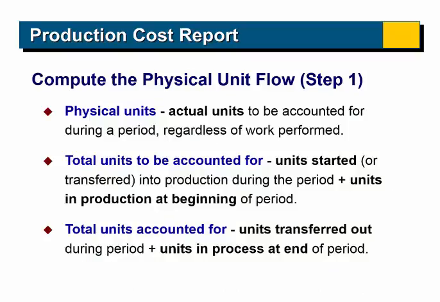So, step 1, compute the physical unit flow, and we have done that. We had 100,000 to begin with, 800,000 started in the month of June for a total of 900,000. If we add those two numbers together, that is our total units to be accounted for. It was our 100,000 units in production at the beginning, plus the 800,000 units started in the month of June.